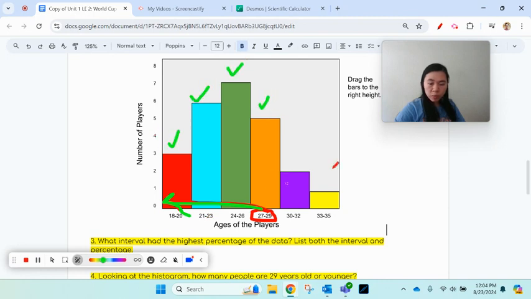All of these bars represent ages that are below 29 years old, because this is the 30-32 range. These are all the 30s. We want younger than 29, 29 and younger. So add up those bars. That's how many players are younger than 29.